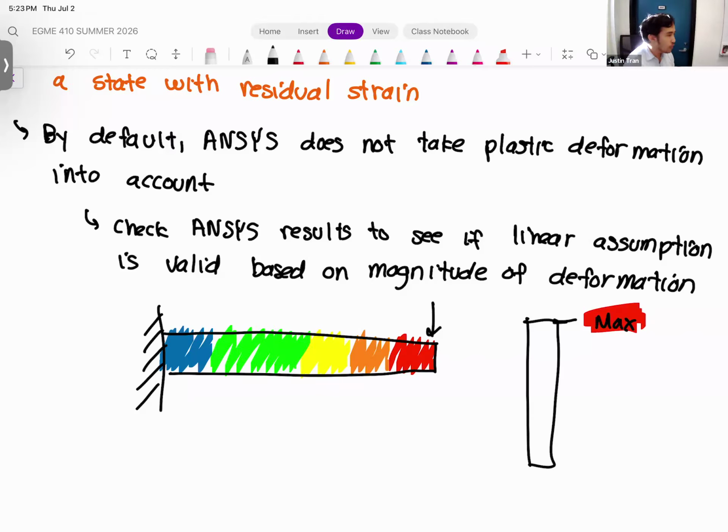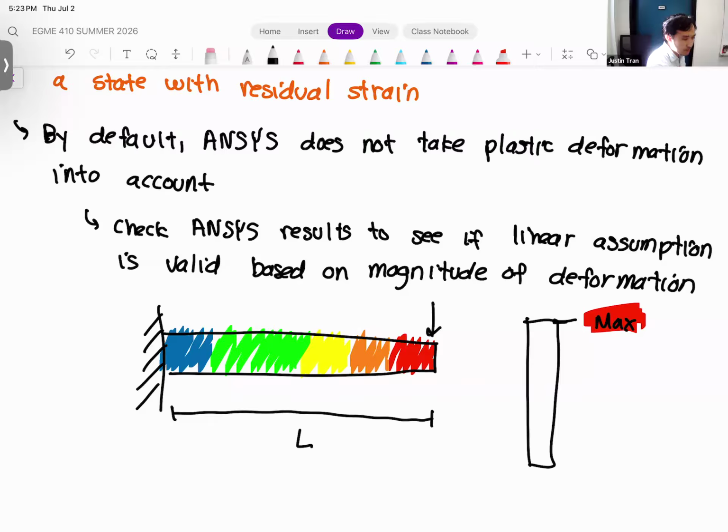Right? And you have to use your own engineering intuition and ask yourself if that value is actually reasonable, okay? So one way you can check, right? You can check that value against some kind of physical dimension of your geometry that you're looking at, okay?